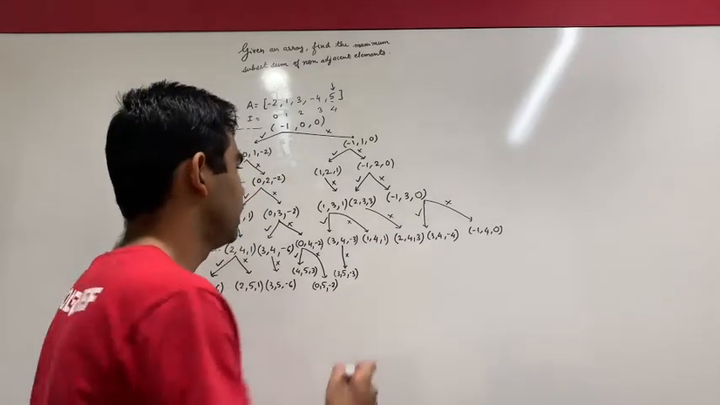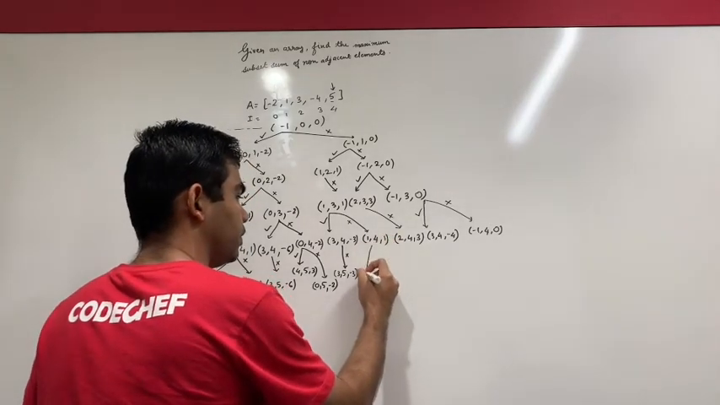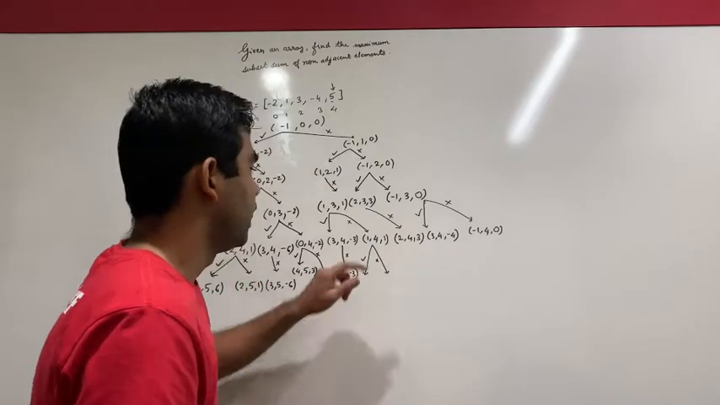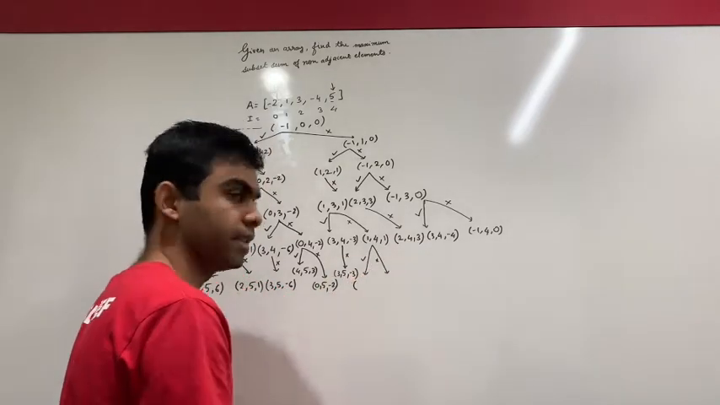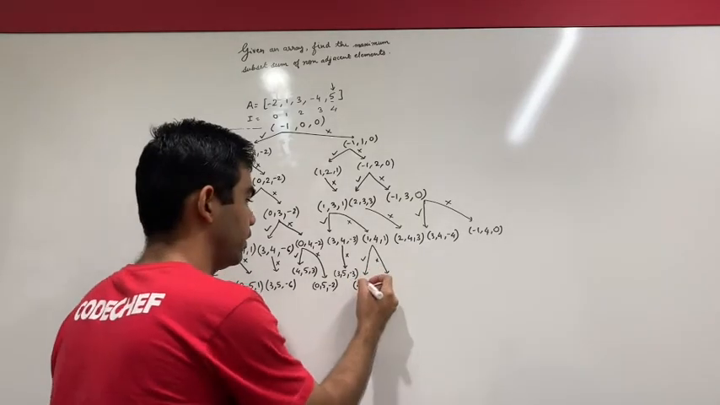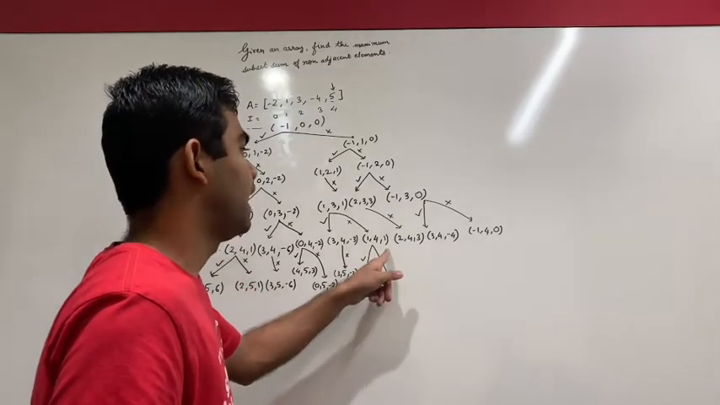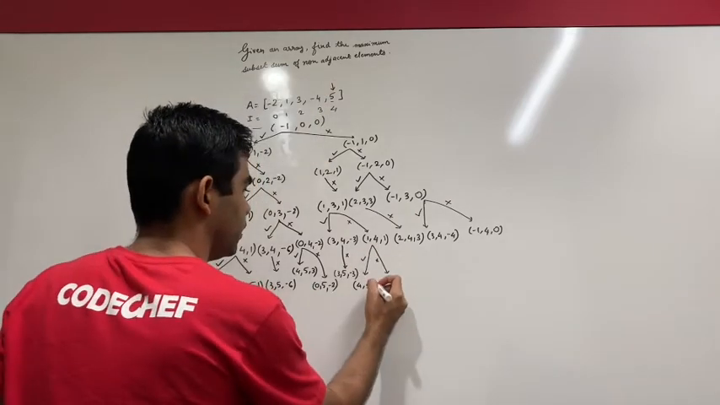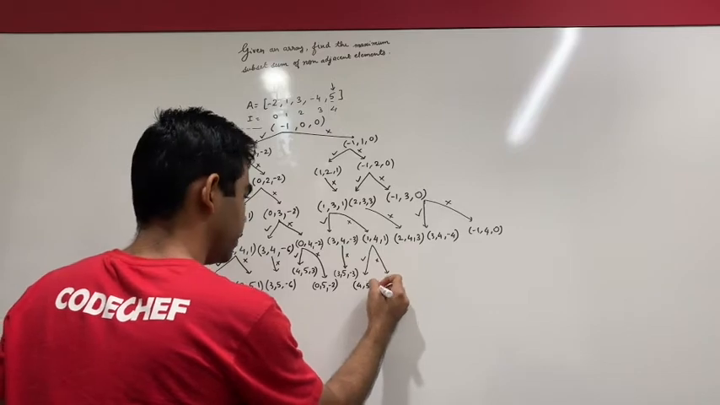So for this node, I have two options. I'll choose the element at the 4th index. So my last taken index will be 4. My current index will be 5. And I will add 1 with this value, which is 5 here. So which will give me 6.